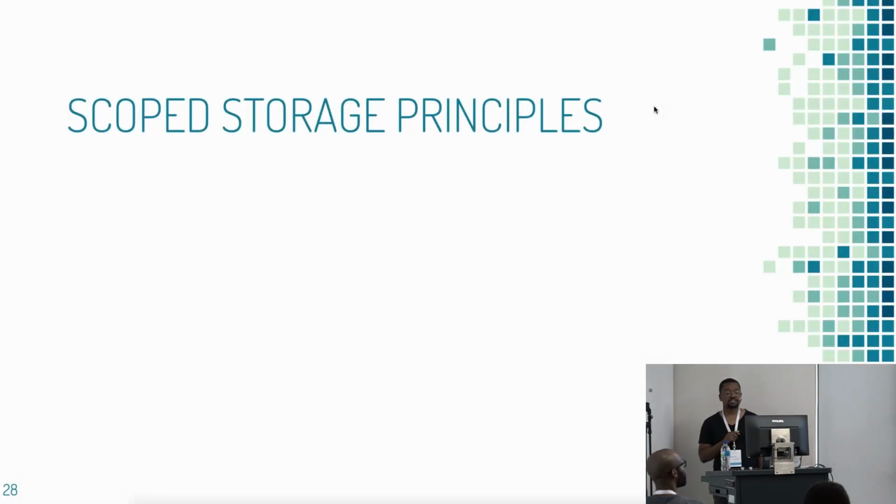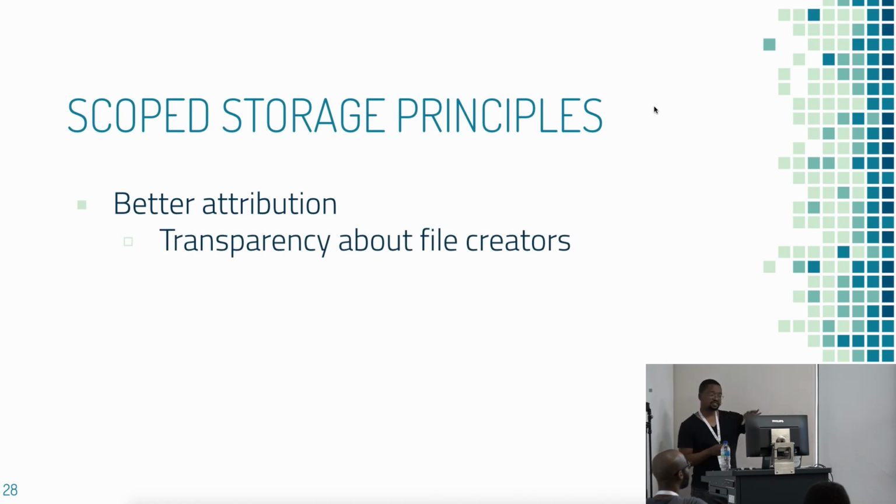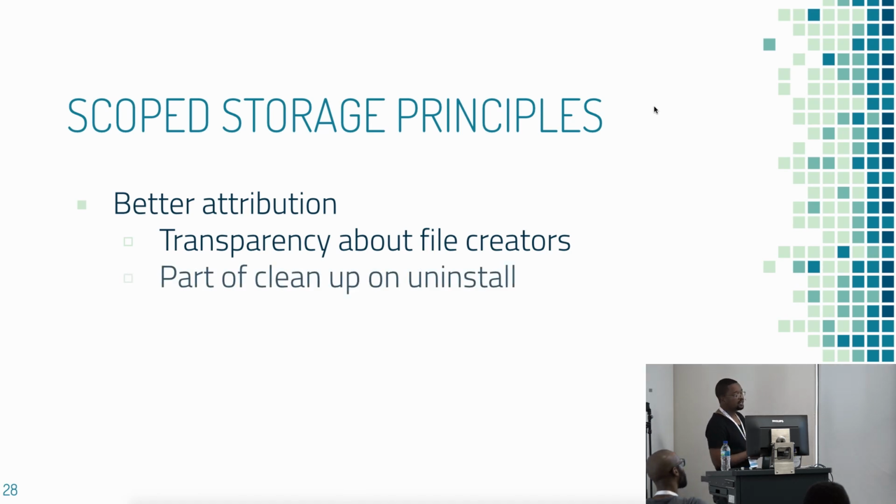So the scope storage principles. Better attribution. So you're not going to have any funny names and all of that. Basically, it's going to be attributed correctly to the app that actually created it. And second, you will now see transparency about the file creators. You will immediately know that this file was created by this app that I installed on my phone. And then when the app is uninstalled, those files will be removed.